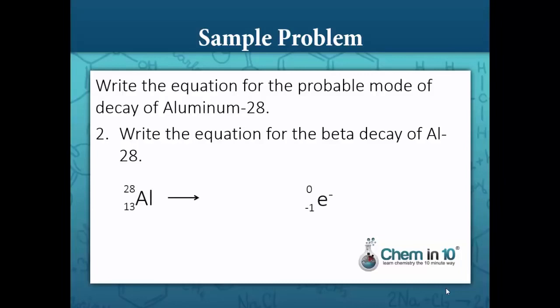In beta decay, aluminum-28 gives off a beta particle. Knowing that the sum of the mass numbers on the right-hand side must equal the mass number on the reactant side, and that the sum of the atomic numbers on the right-hand side must equal the atomic number on the left-hand side, we know that the atomic number of our decay product is 14, and its mass number is 28. From the periodic table, we can identify this decay product as silicon-28.